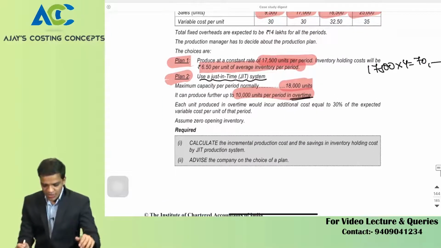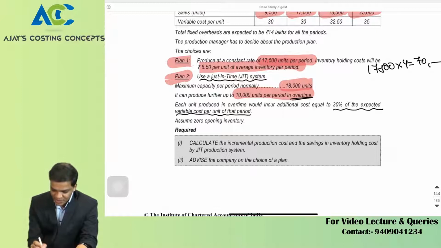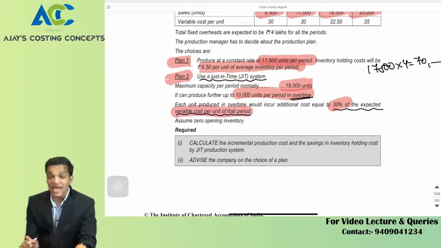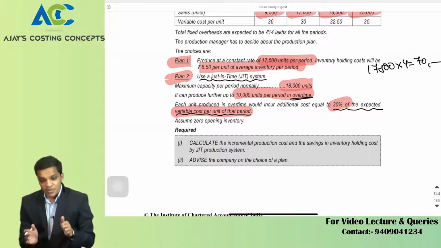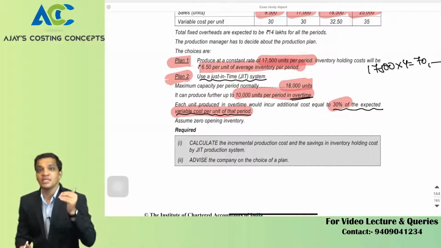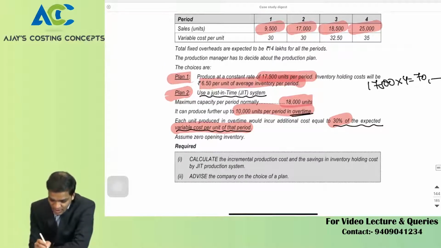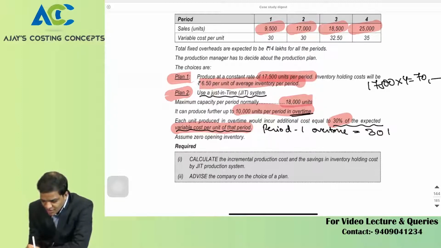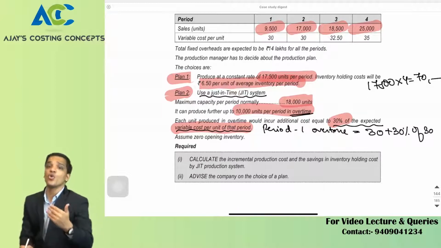Each unit produced in overtime would incur an additional cost equal to 30% of the expected variable cost per unit of that period. Very important: 30% of the variable cost of that period. So in a period where I do overtime, I will incur 30% extra for that overtime, on top of the normal variable cost. For example, in period 1, if we go for overtime, we will incur an extra cost of 30 plus 30% of 30.